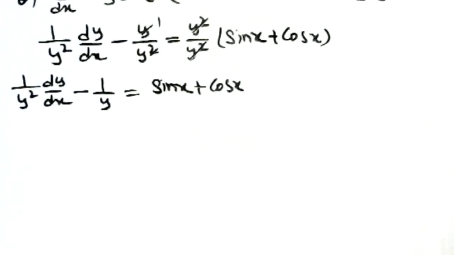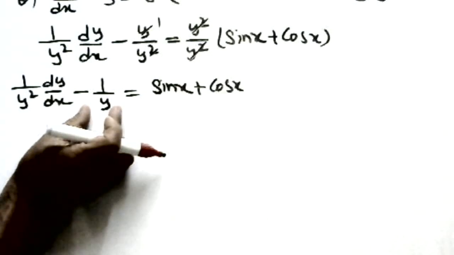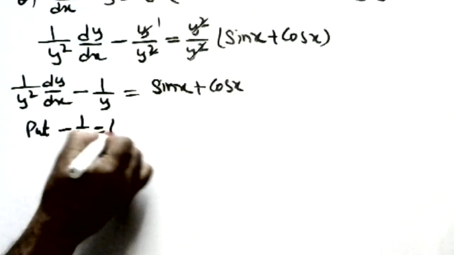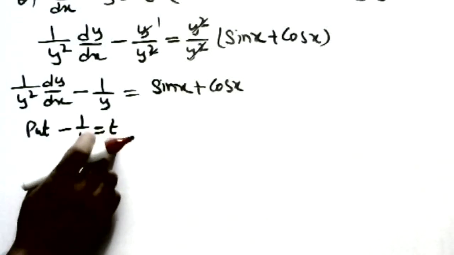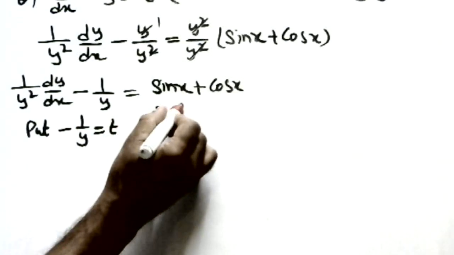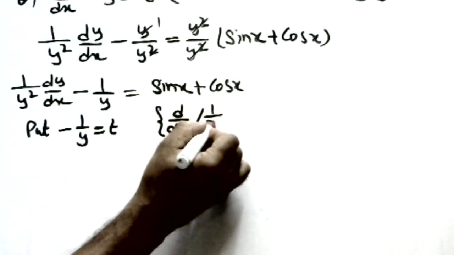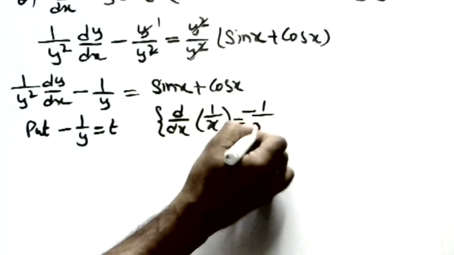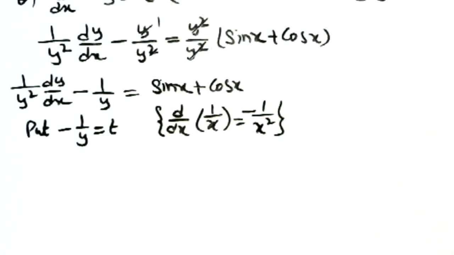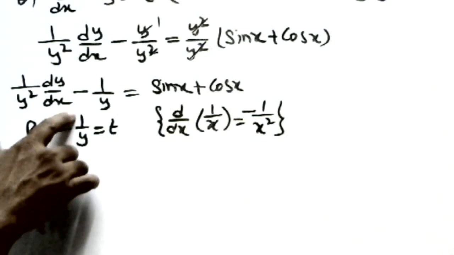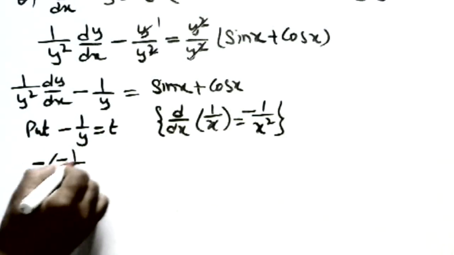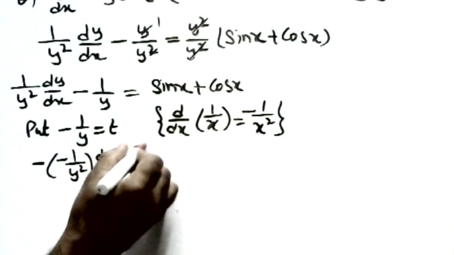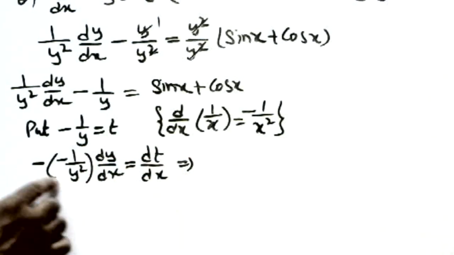Okay. After cancelling, whatever is left in the second term, this y, let me suppose this as t. This is the method, okay? I am taking minus also. Put minus 1 by y equals t. Now differentiate both sides with respect to x. Now there is a formula, just memorize this formula. D by dx of 1 by x. We get this formula frequently, okay? D by dx of 1 by x will be minus 1 by x square. So minus d by dx of 1 by y, like this, minus 1 by y square. We are differentiating with respect to x, therefore we write dy by dx. Now for t we write dt by dx.